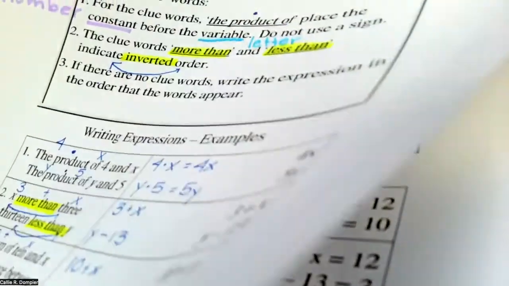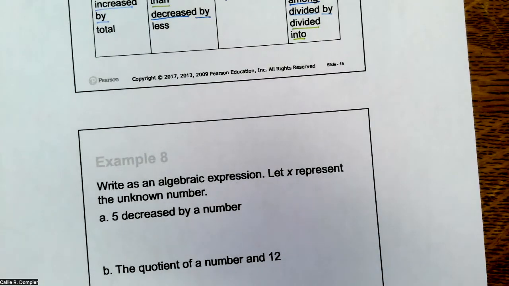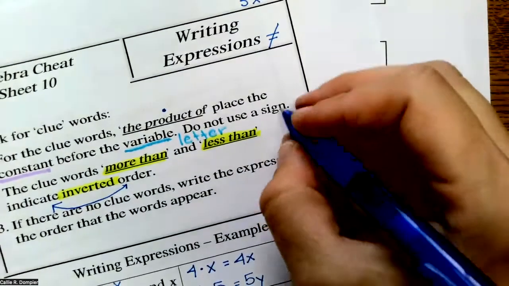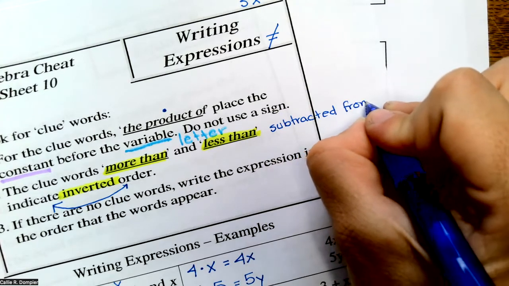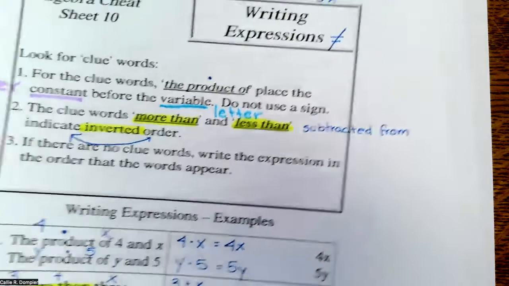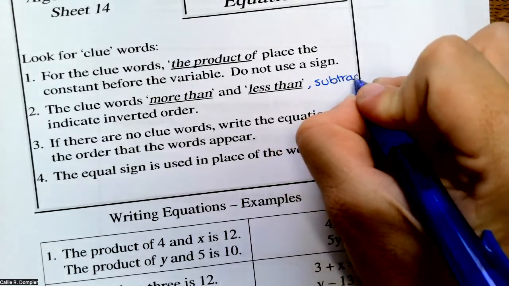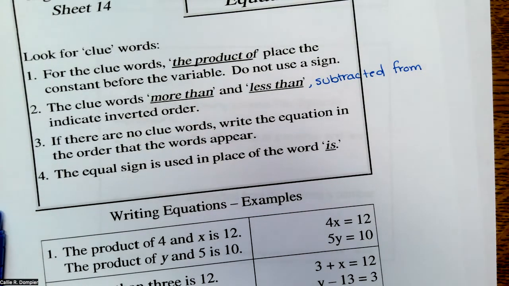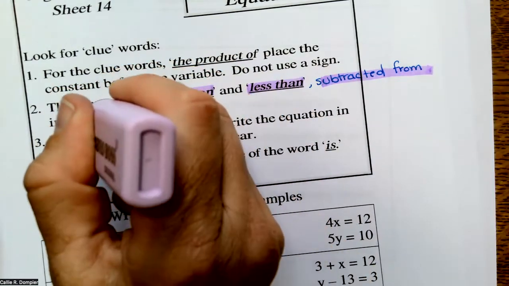There is one other one that inverts the order out of our examples. Subtracted from, okay? More than, less than, or subtracted from. That also implies inverted order, okay? Equations, we have the same rules, more than, less than, or subtracted from indicate inverted. Good. More than, less than, subtracted from, we're going to invert them.